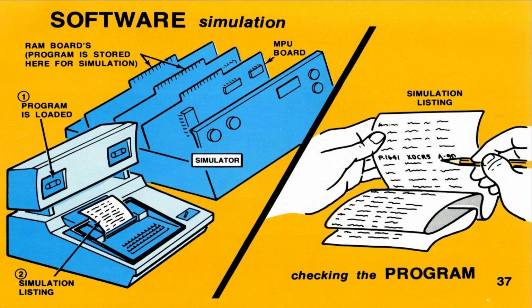The next step is to simulate the program to make sure it works with the selected microprocessor. Simulation is divided into 2 phases: software simulation, shown here, and hardware simulation. We simulate software like this. First, the program is loaded into the simulator and stored in RAM memory, as shown at the left. The simulator contains a microprocessor, just like the one used in the system we're designing. The simulator then processes the program and prints out a simulation listing of the program's operation. As shown on the right, the simulation listing shows step by step the contents of the program counter, the index register, and accumulators. Now we check the listing to make sure the program works as designed.